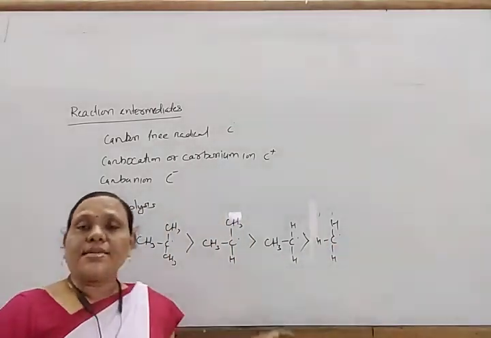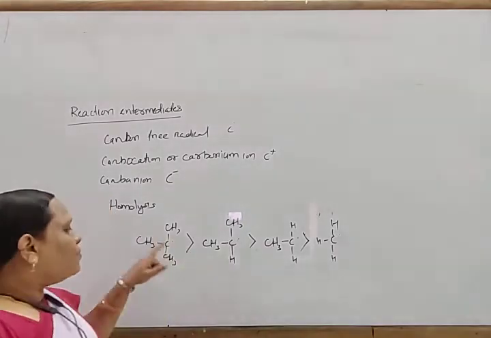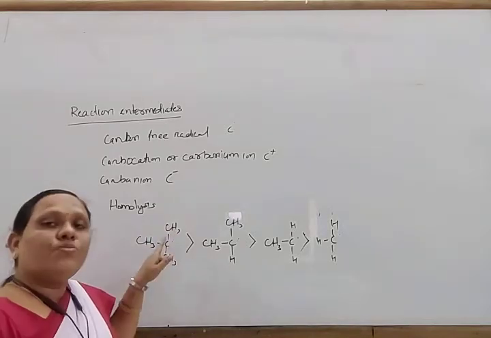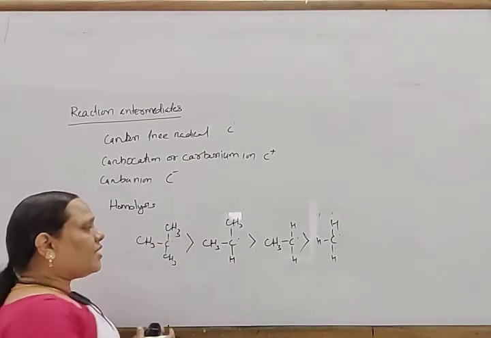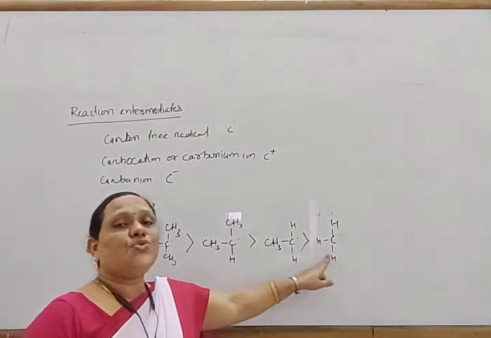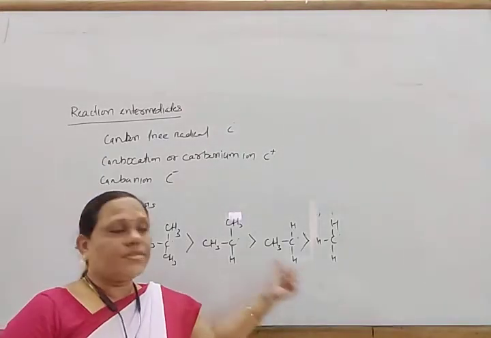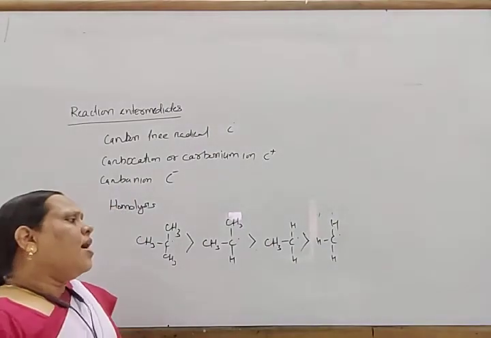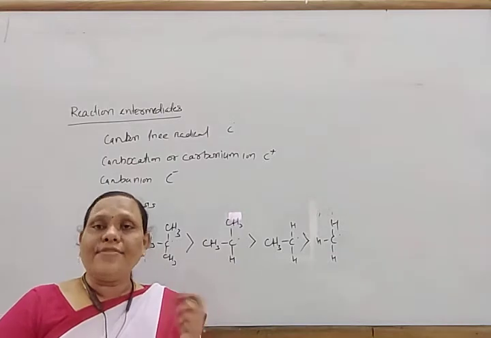This stability is due to the inductive effect and the hyperconjugation effect. So the more alpha hydrogen atoms there are next to the free radical, the more is the stability. In this way there are 9 alpha hydrogen atoms, 6 alpha hydrogen atoms, 3 alpha hydrogen atoms, and no alpha hydrogen atom. So this is the decreasing order of the stability of free radicals. Another thing I want to say here, the benzyl and allyl free radicals.